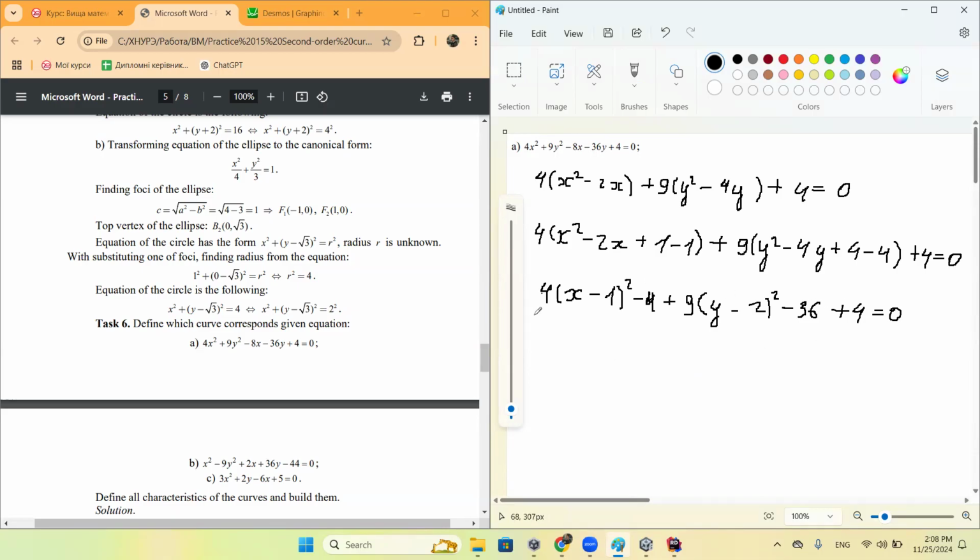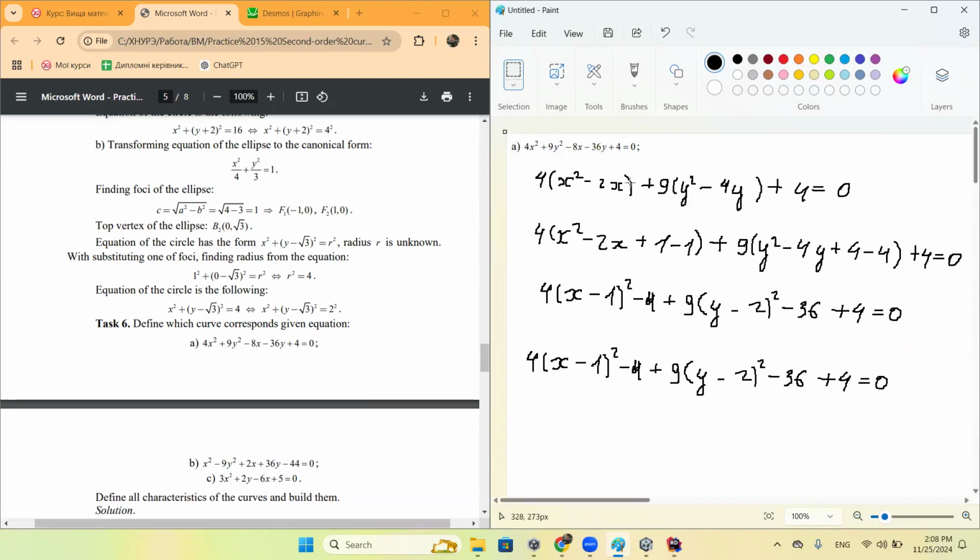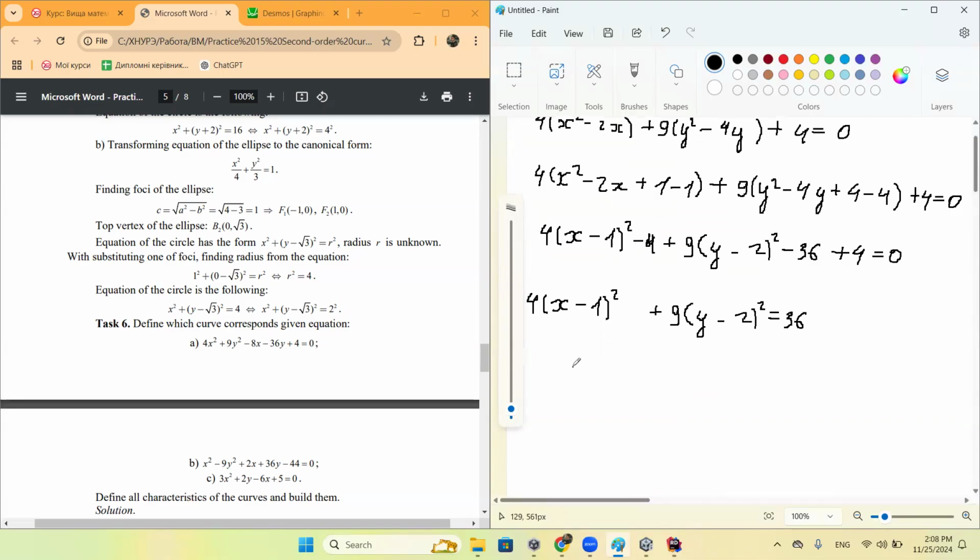Continuing. Let me copy and paste some parts of it, erasing this. So moving constants to the right part, and basically what we have. We already can say that this is an ellipse with the center at the point with coordinates 1 and 2.